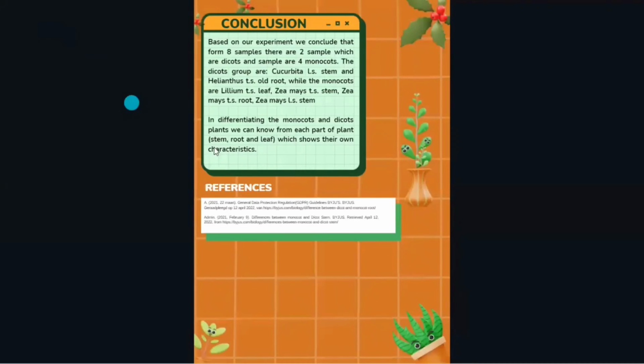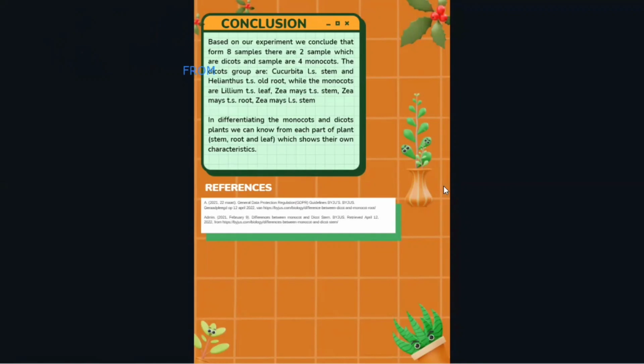So, the conclusion for our group. On our experiment, we can conclude that from 8 samples, there are 2 samples which are dicots and 4 monocots. The dicots group are Cucurbita LS stem and Helianthus TS old root, while the monocots are Lilium TS leaf, Zea mays TS stem, Zea mays TS root, and Zea mays LS stem.